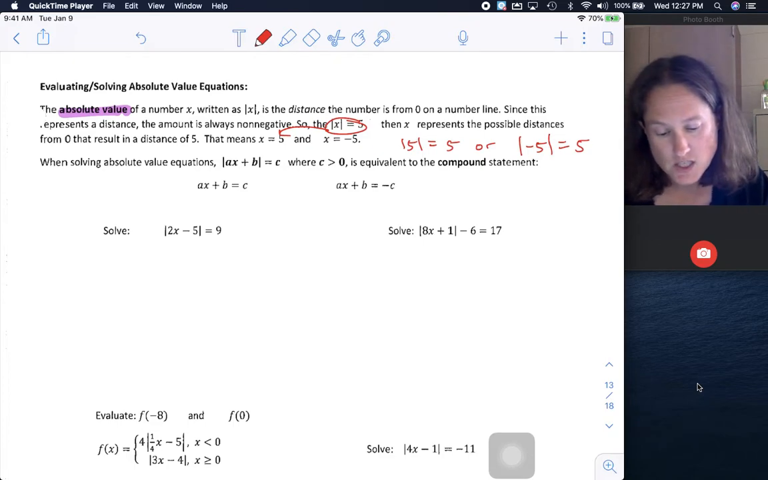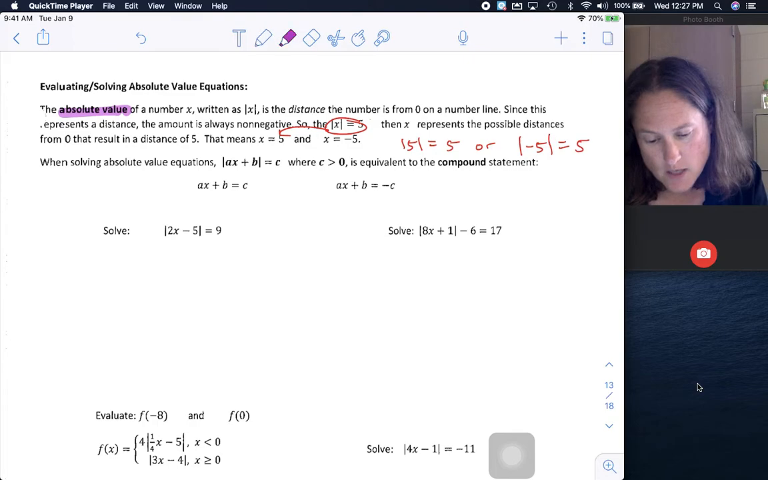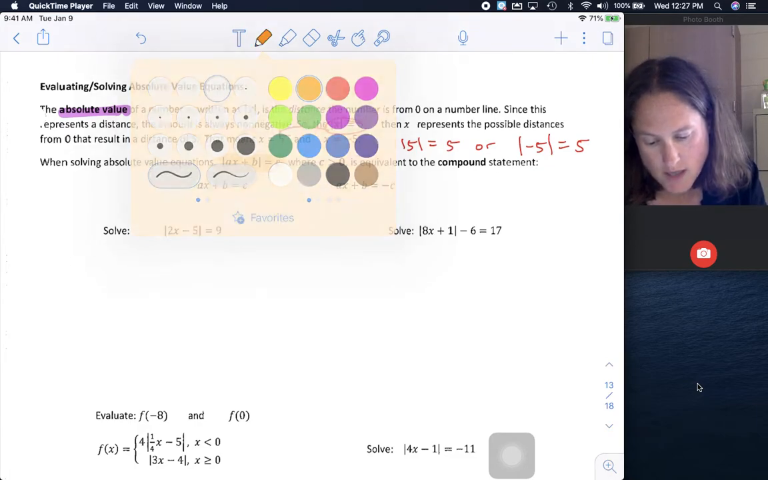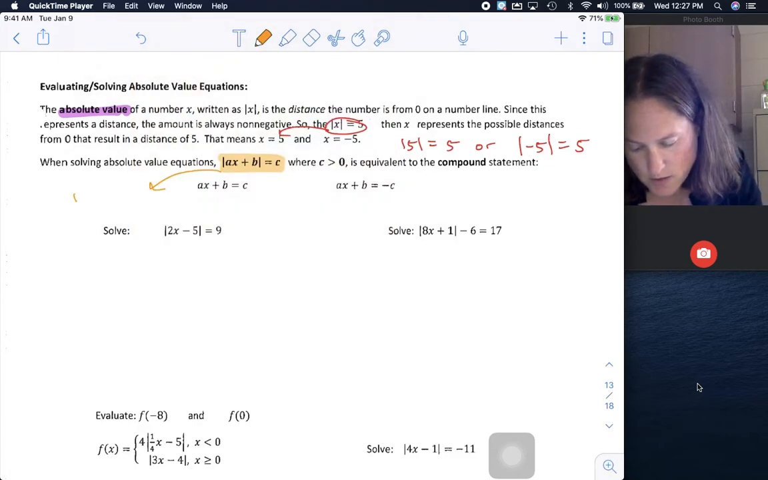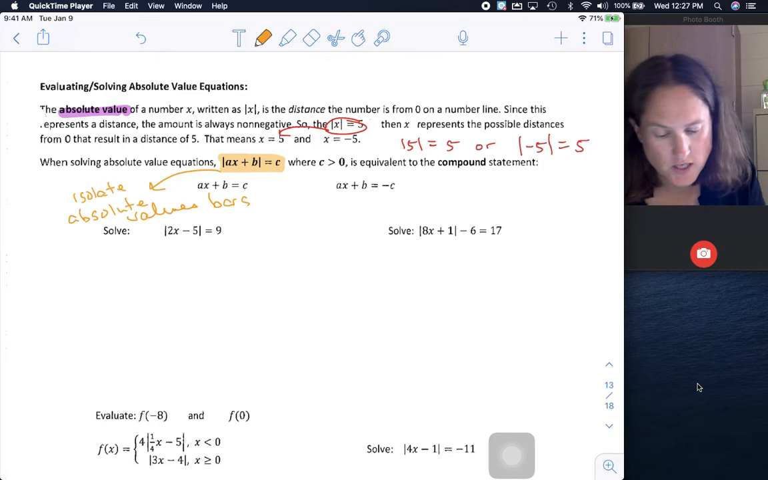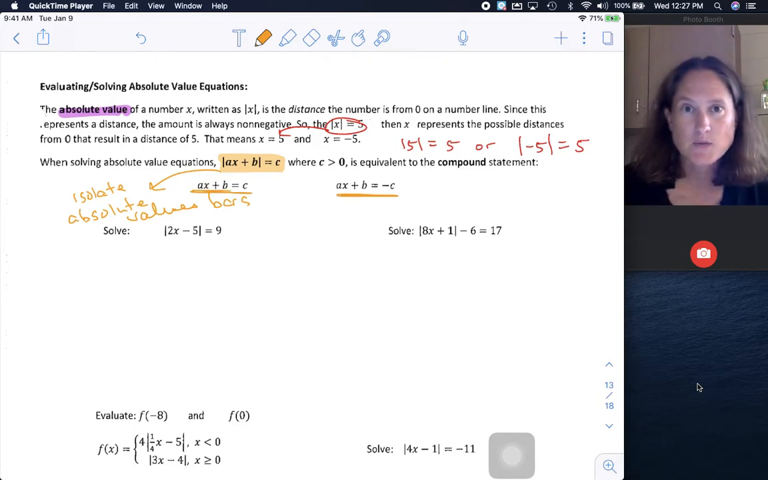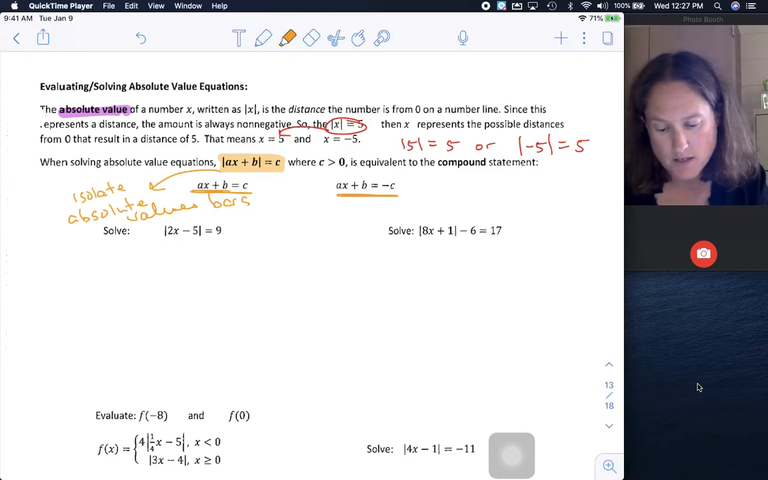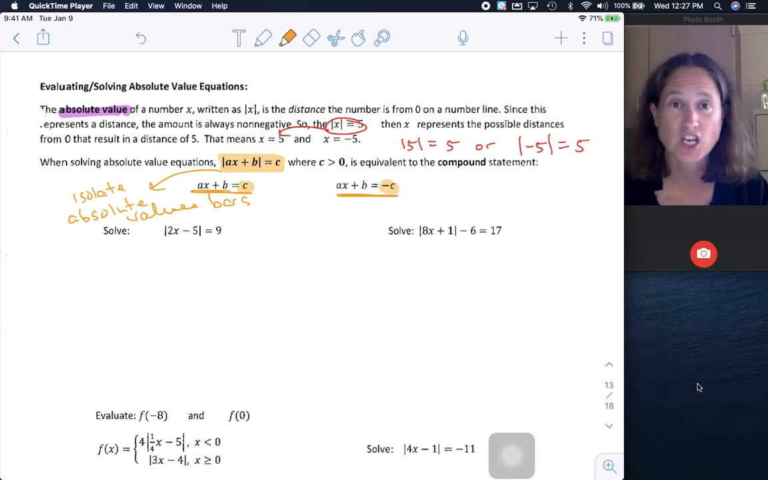So what we need to do, and this is the big idea here, is get our equation to look like this. We need to isolate the absolute value bars. Once we do that, then we are going to set up 2 equations. We're going to set what's inside the absolute value equal to the positive version, and what's inside the absolute value bar equal to the negative version. That's the only thing that changes.